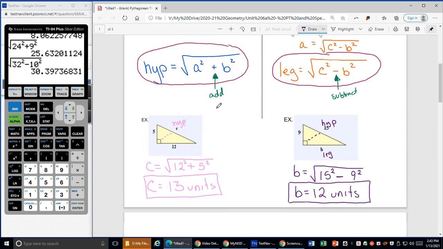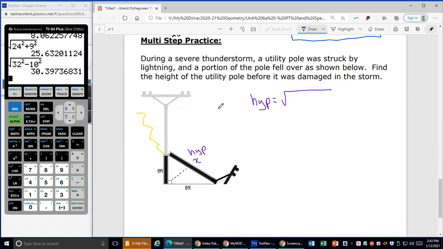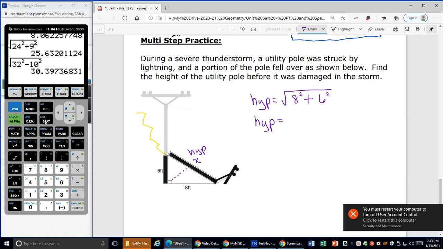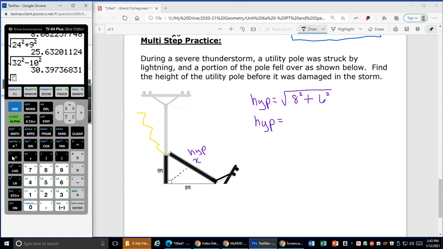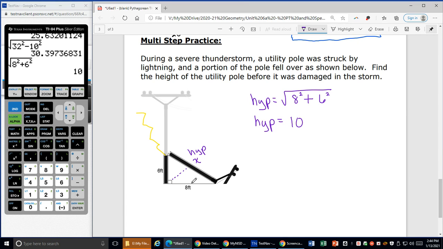Hypotenuse means I add inside my square root. So inside my square root, I'm going to be adding my two other numbers, 6 and 8. I'm going to put the 8 in first because it's bigger. And that's going to tell me that that hypotenuse is, let's see, the square root of 8 squared plus 6 squared, which gives me 10. So this is just 10. And since it's feet and feet, I know it's 10 feet. Okay, so this equals 10 feet.